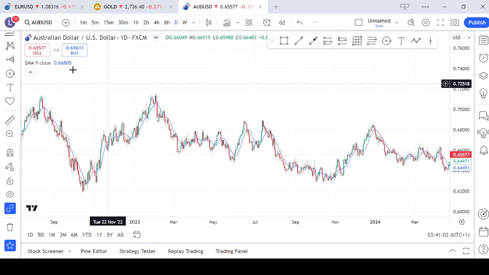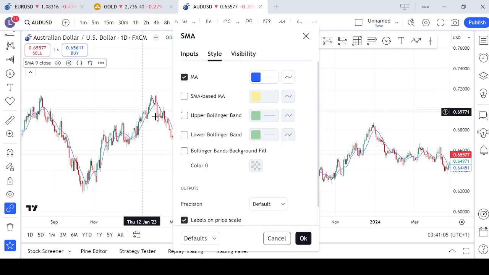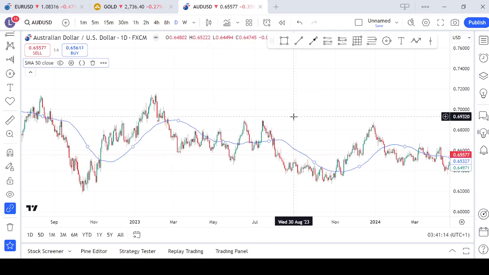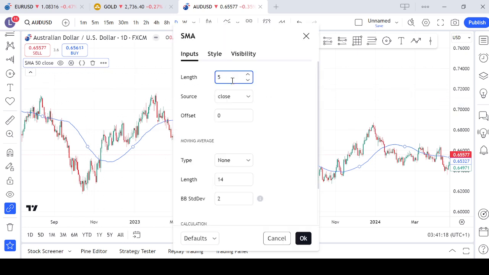I'm just going to increase the SMA period to 50-day. You can see this. Okay, let me reduce it a bit to 21-day.